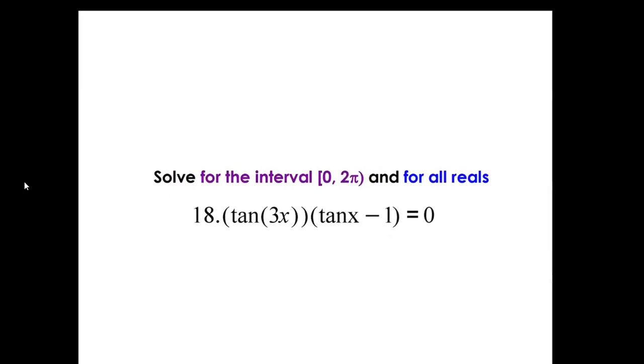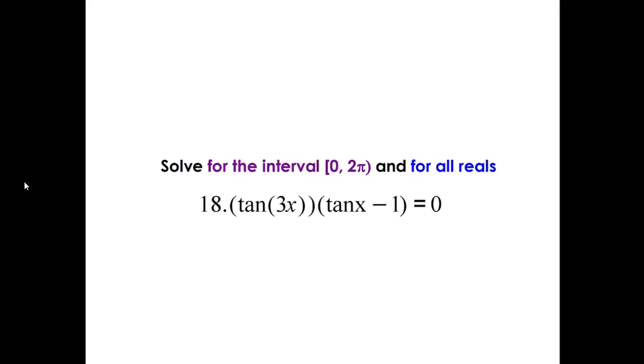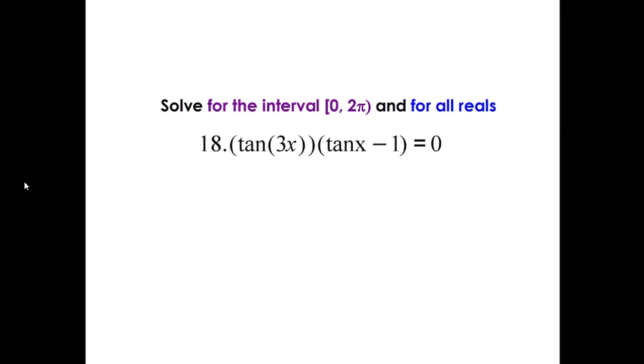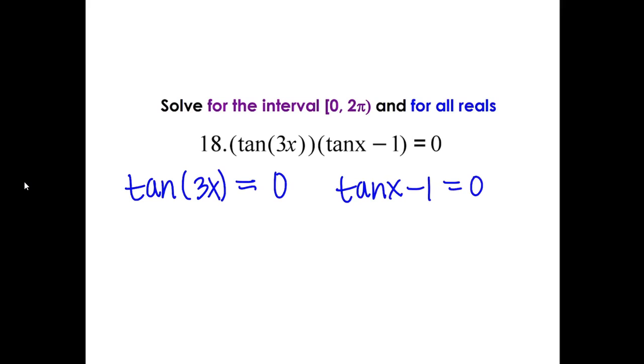All right, only 1 or 2 more. So for this one, it's already factored for us. If we had to factor, we would do the same steps we did yesterday. So let's go ahead and set tan of 3x equal to 0 and tan of x minus 1 equal to 0, which means tan of x equals 1. So we'll just do these separately.